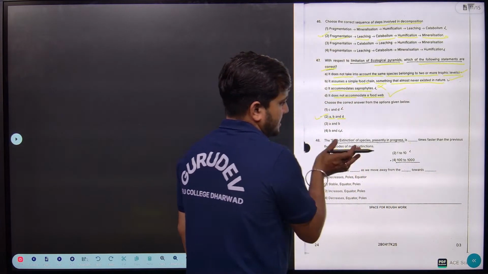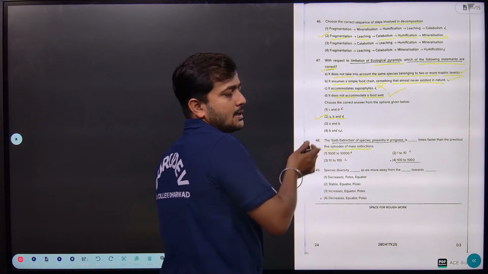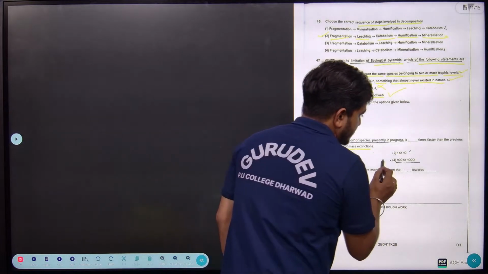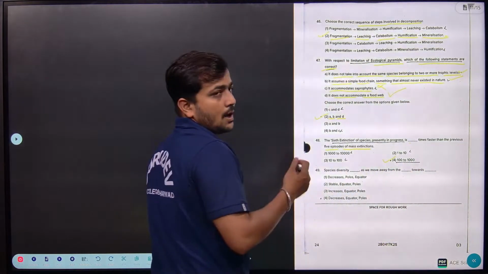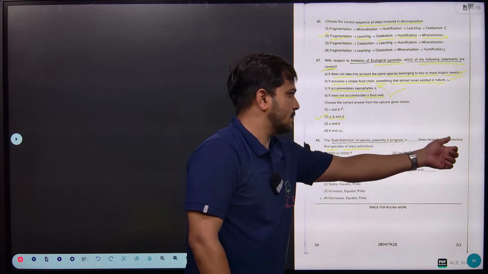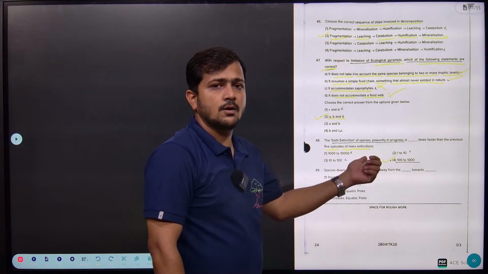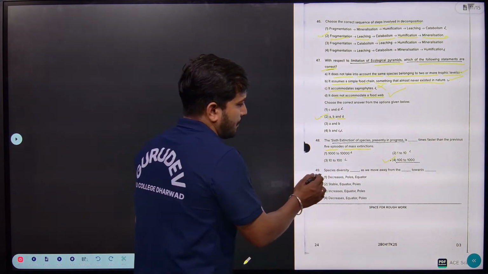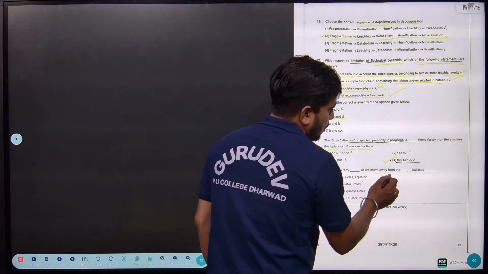Then the 6th extinction of species in progress is dash times faster than the previous 5 episodes of mass extinction. So they talked regarding the 6th extinction. Here the answer is 100 to 1000 times faster than the previous 5 episodes of mass extinction, right?